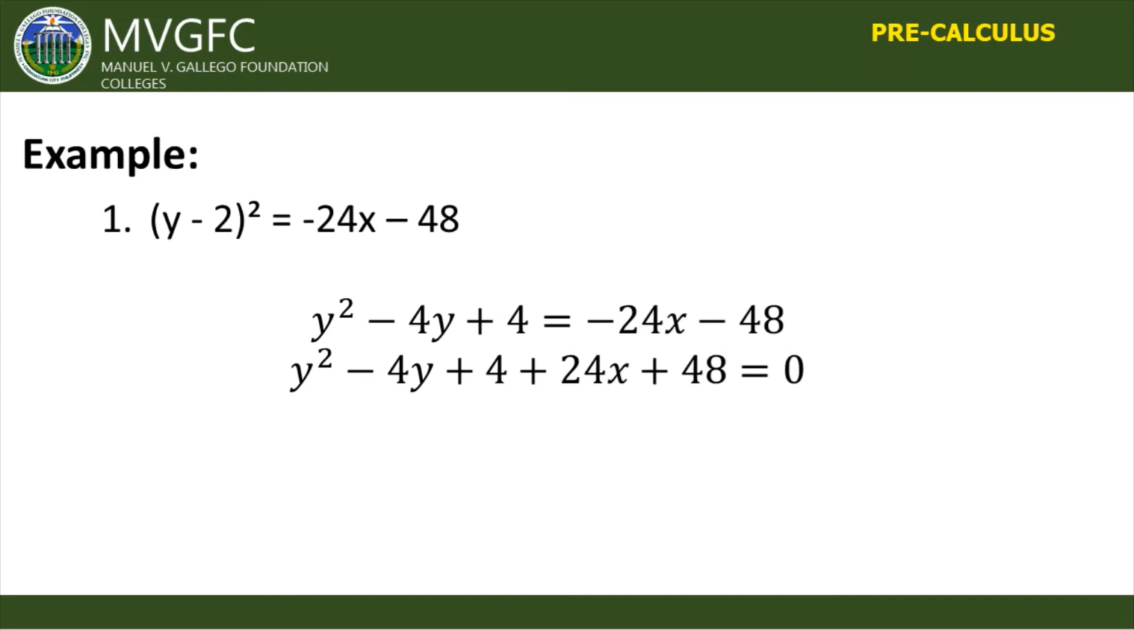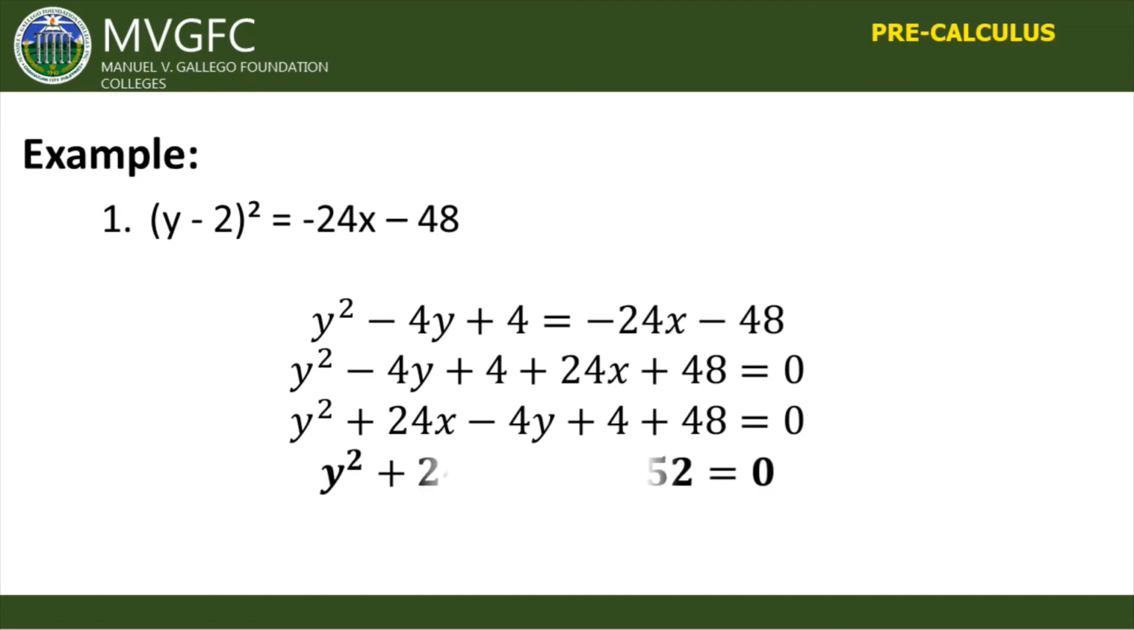transposition. So now, all you need to do is to simplify the equation by combining all like terms. So, we have y squared. There's no x squared, so only y squared. Next is plus 24x minus 4y, then 4 plus 48 is 52, so we have plus 52 is equal to 0. So that's how we transform the equation of a parabola from the standard form to general form.